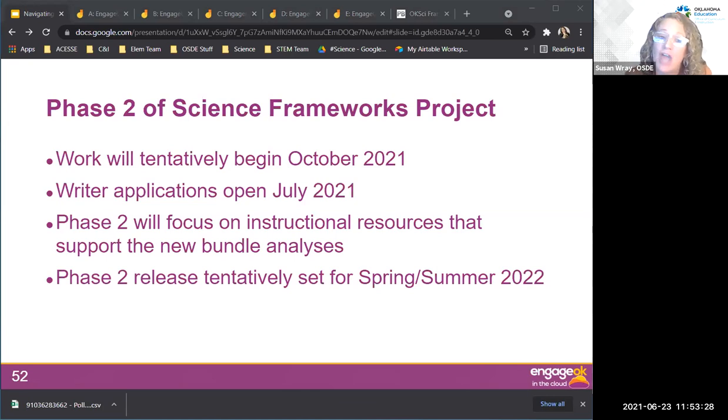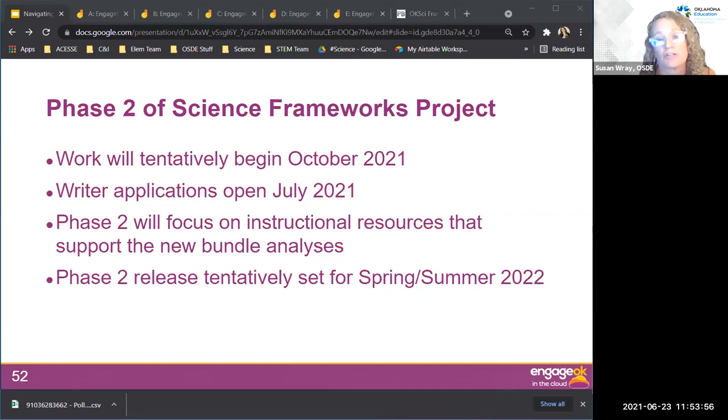As we were looking in the chat and all the things you guys were mentioning that you would like to see in the frameworks, well, there's great, exciting news. If something was missing that you would like to see, there is a phase 2 coming very soon. The work will begin tentatively in October with applications opening in July. So we would love for each of you to apply to be a part of that work.